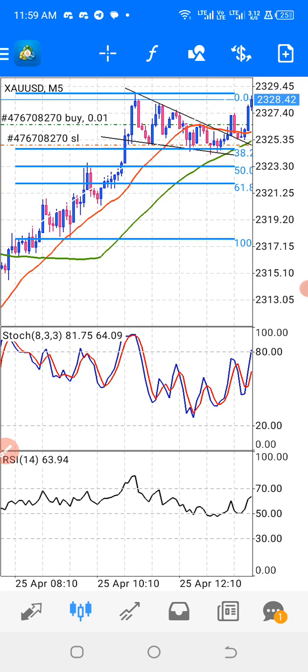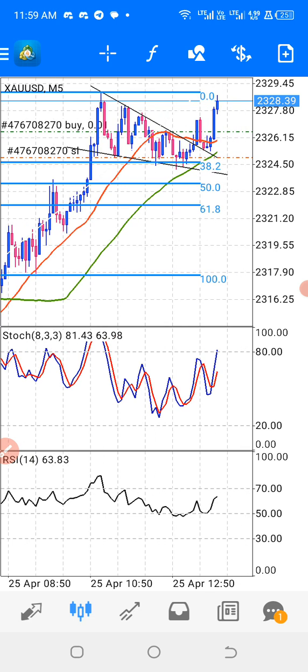Okay, so this is where I want to be. Price has not been able to... I think we've taken out this high. We've taken out this high, so the next high to take out is this high. And I think that high has been taken out.